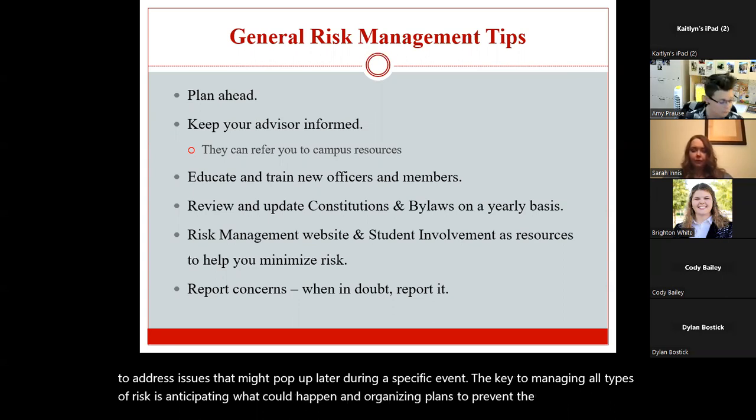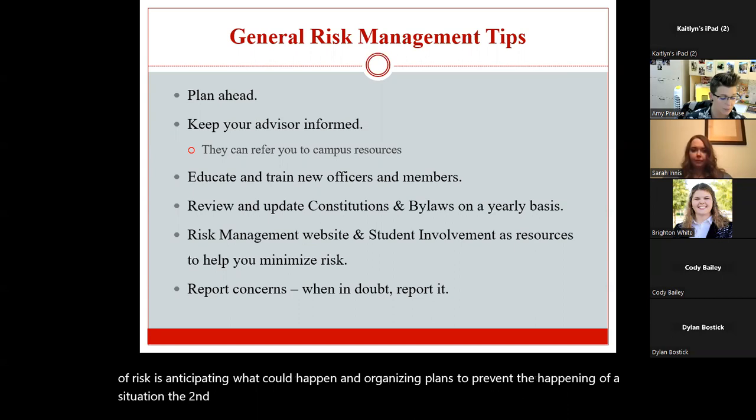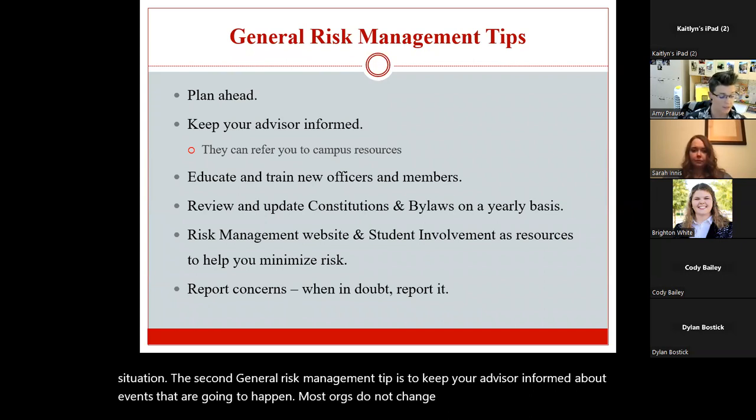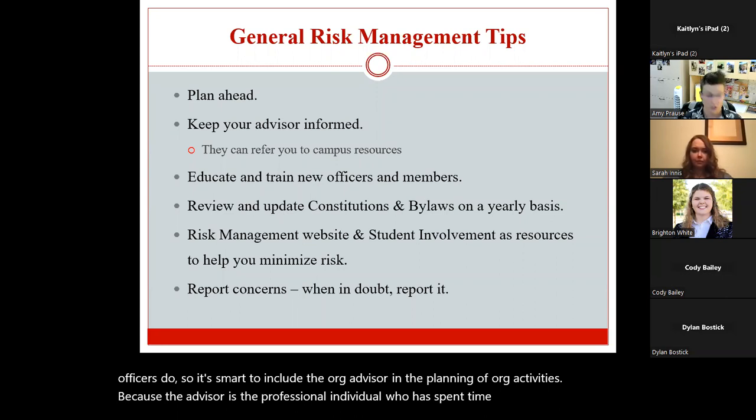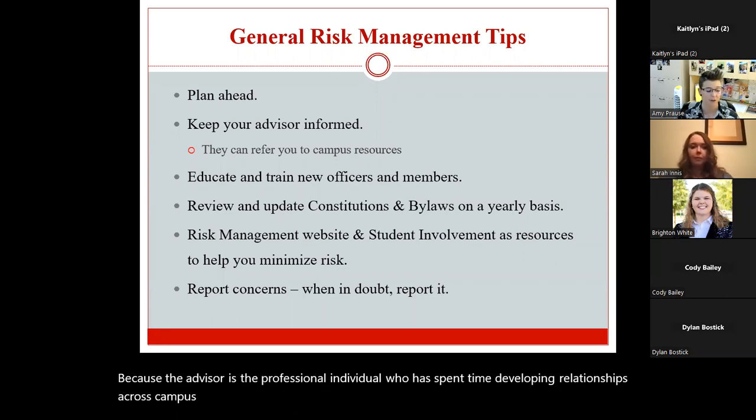of a situation. The second general risk management tip is to keep your advisor informed about events that are going to happen. Most orgs do not change advisors as frequently as their officers do. So it's smart to include the org advisor in the planning of org activities, because the advisor is the professional individual who has spent time developing relationships across campus and can refer you to various resources across campus.